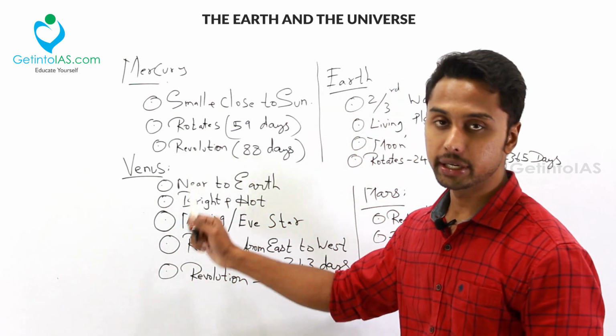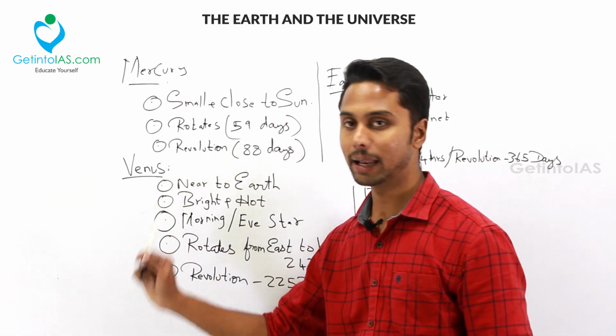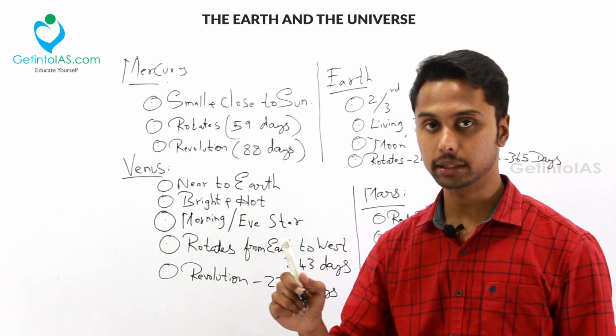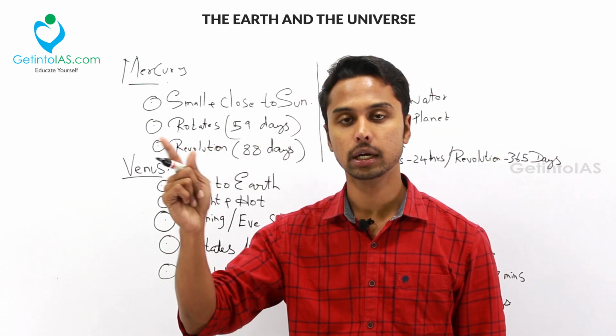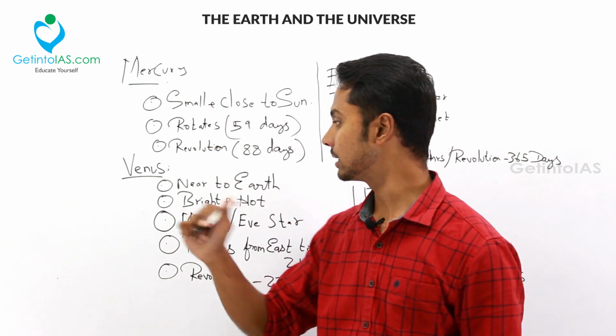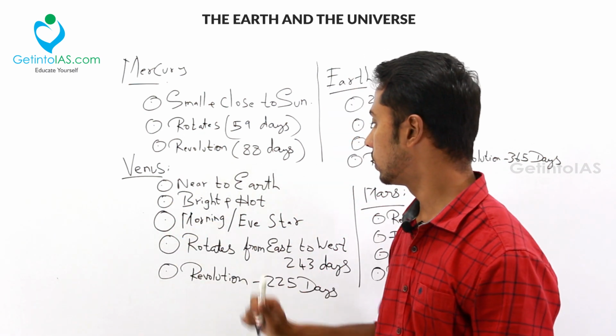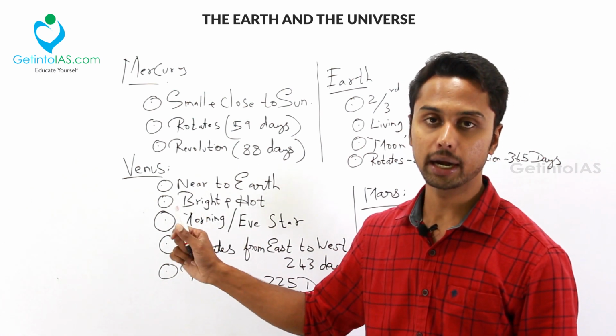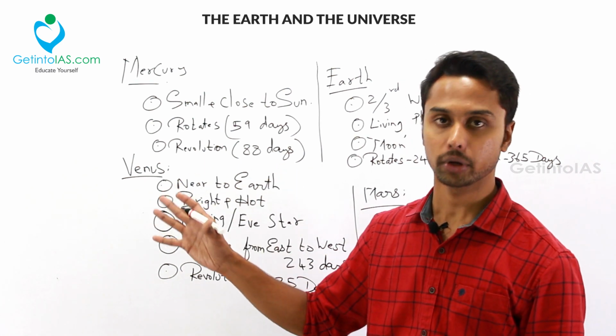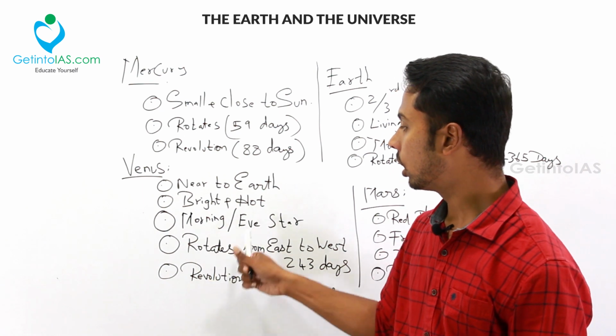Next we are going to Venus. Venus is the planet which is very near to the Earth. So if they ask an MCQ, which planet is near to the Sun? That is Mercury. Which is the planet very near to Earth? That is Venus. It is very near to Earth, and it is brighter and hotter. Venus is the brightest planet, that's why it is also known as the morning or evening star.